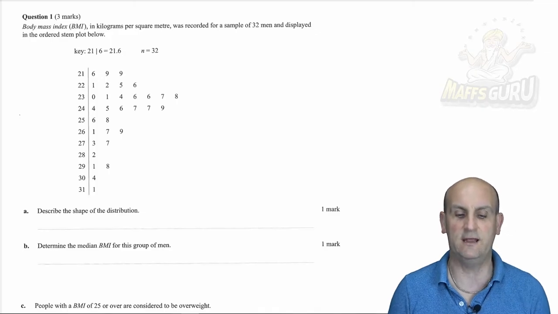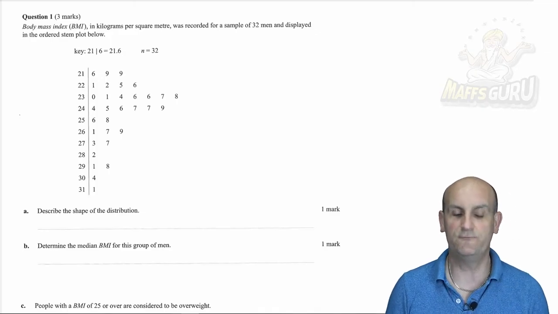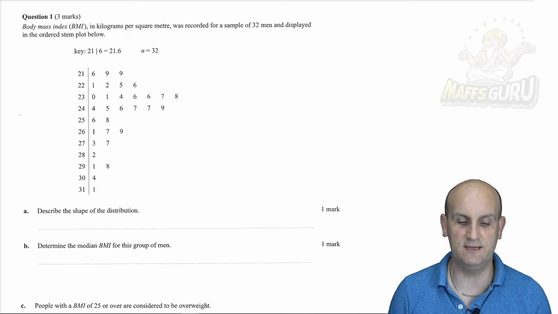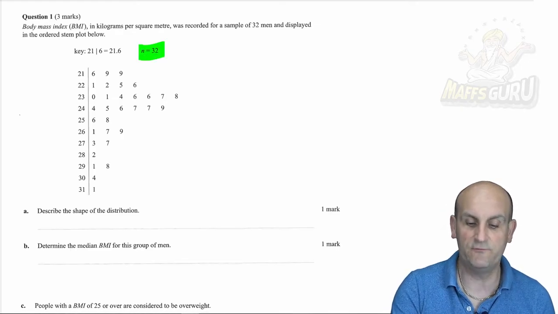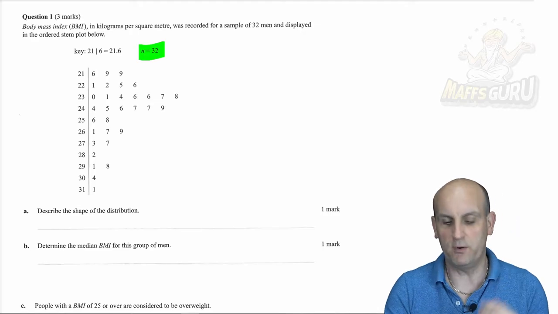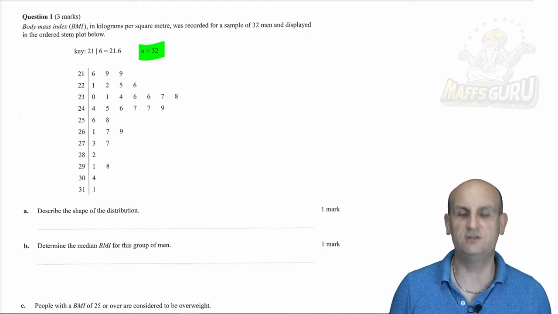So here we go. Data analysis question number one, 3 marks. BMI in kilograms per square meter was recorded for a sample of 32 men and displayed in the ordered stem plot below. Now, I always like the idea here that they give me the information. So 32 people, probably going to be important to me. Describe the shape of the distribution.